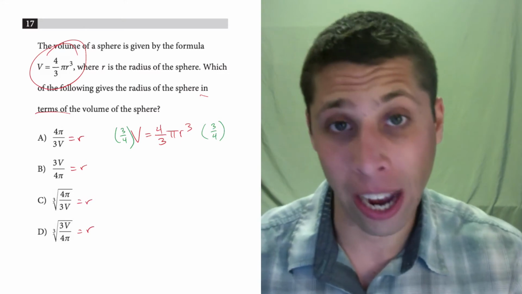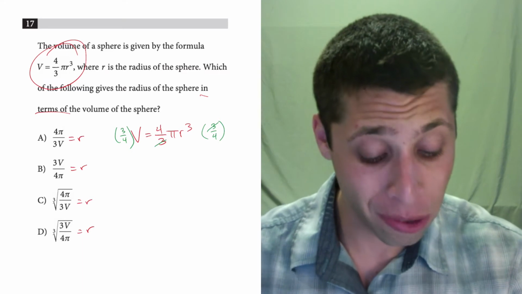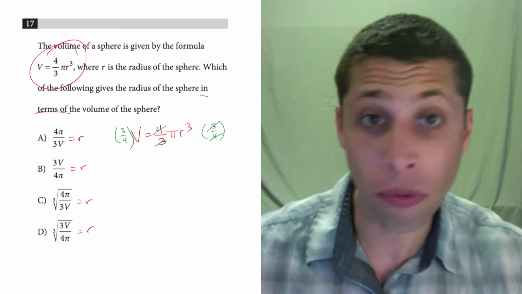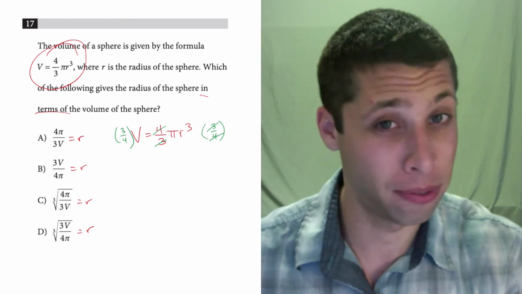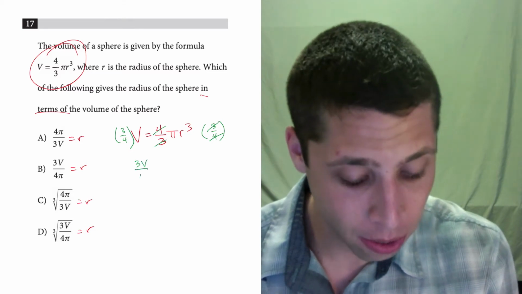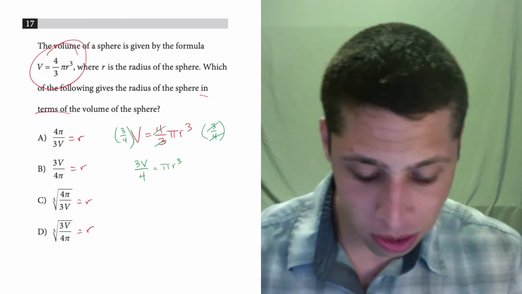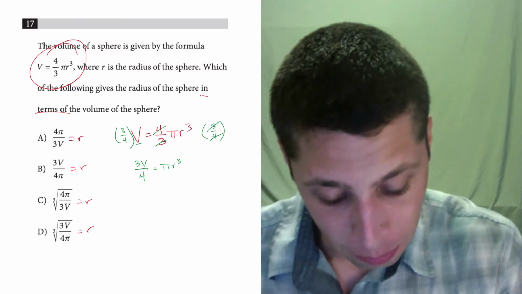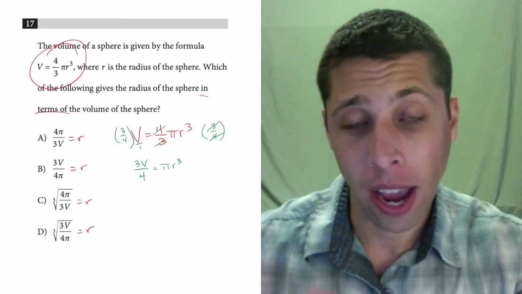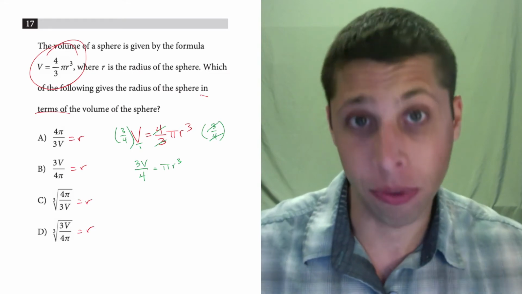to cancel it out, right? Because if there's a 3 on the top and a 3 on the bottom, they cancel out. If there's a 4 on the top, 4 on the bottom, they cancel out. That's why the reciprocal is how we move fractions in most math situations. So that leaves me then with 3v over 4 is equal to pi r cubed. And notice I'm putting the v on the top because it's really v over 1. And we multiply fractions, we multiply the two tops together and then the two bottoms together. And so 3 times v is just 3v.